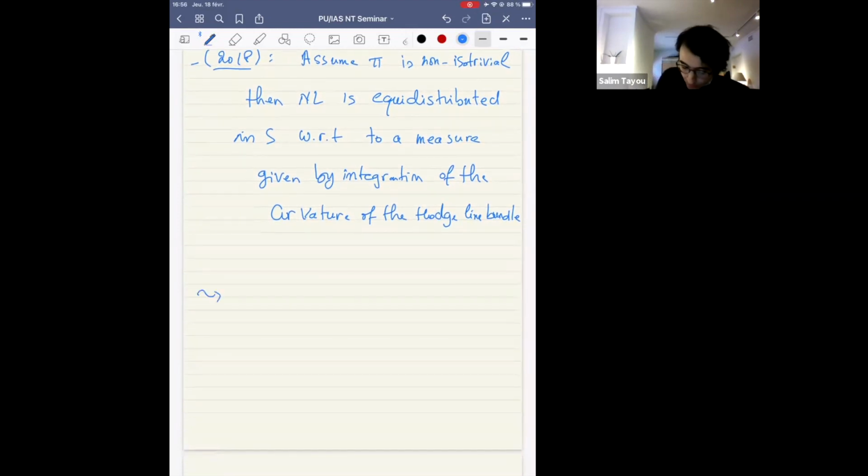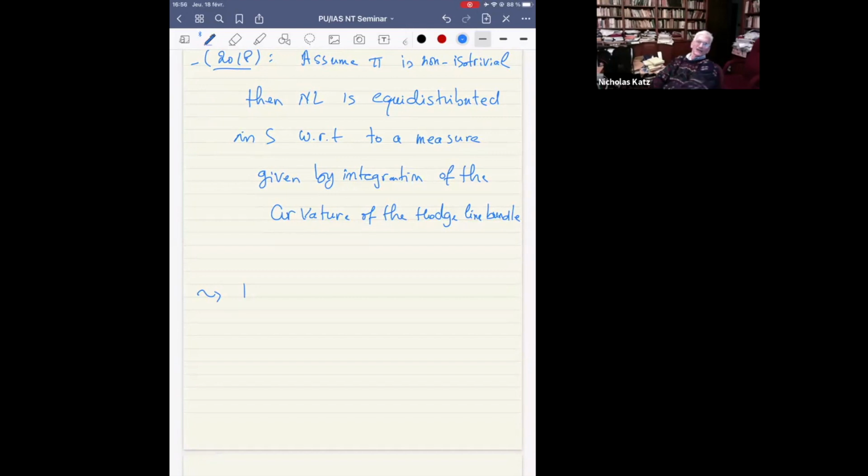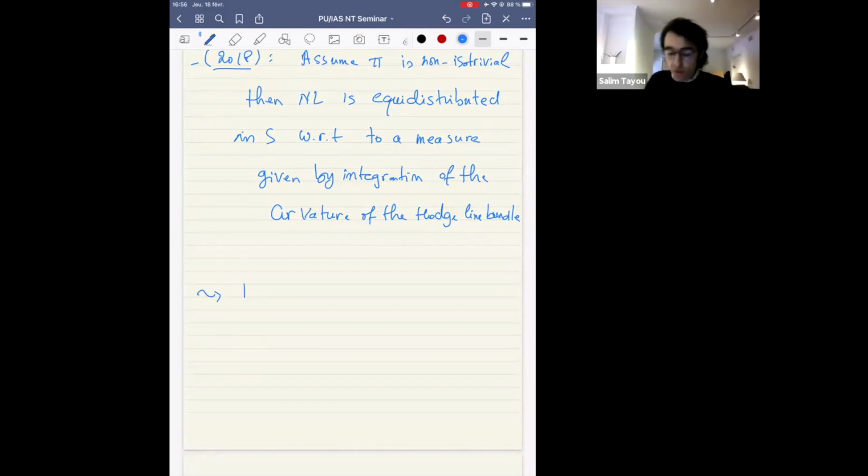So does S have to be projective here? No, there's no assumption of projectivity. S is quasi-projective here, but still an algebraic family, of course.